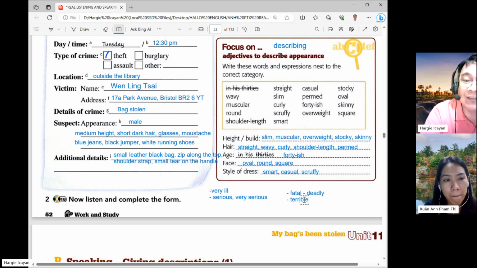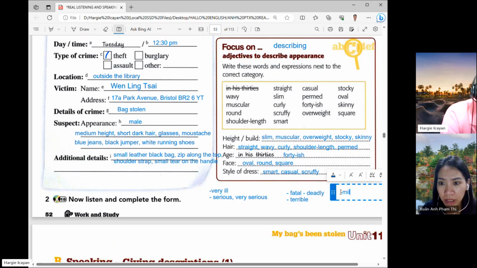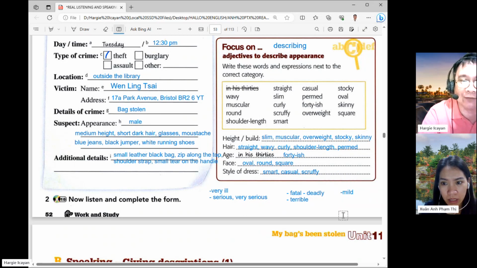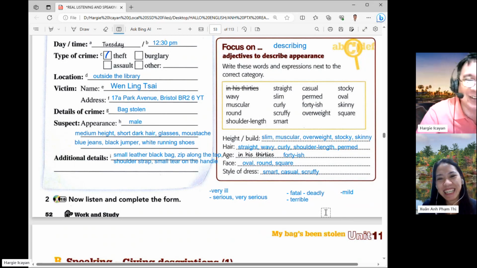In fact, it's fatal. It's deadly if there is no medical attention given. Okay, and it's very serious. It's serious, okay? And what else? Was it with serious in mind? How do you spell that? M-I-L-D. Mild, yes. So your condition is just only mild. Good, yeah. See? Oh, you're a doctor, okay? Because you know all of these things.